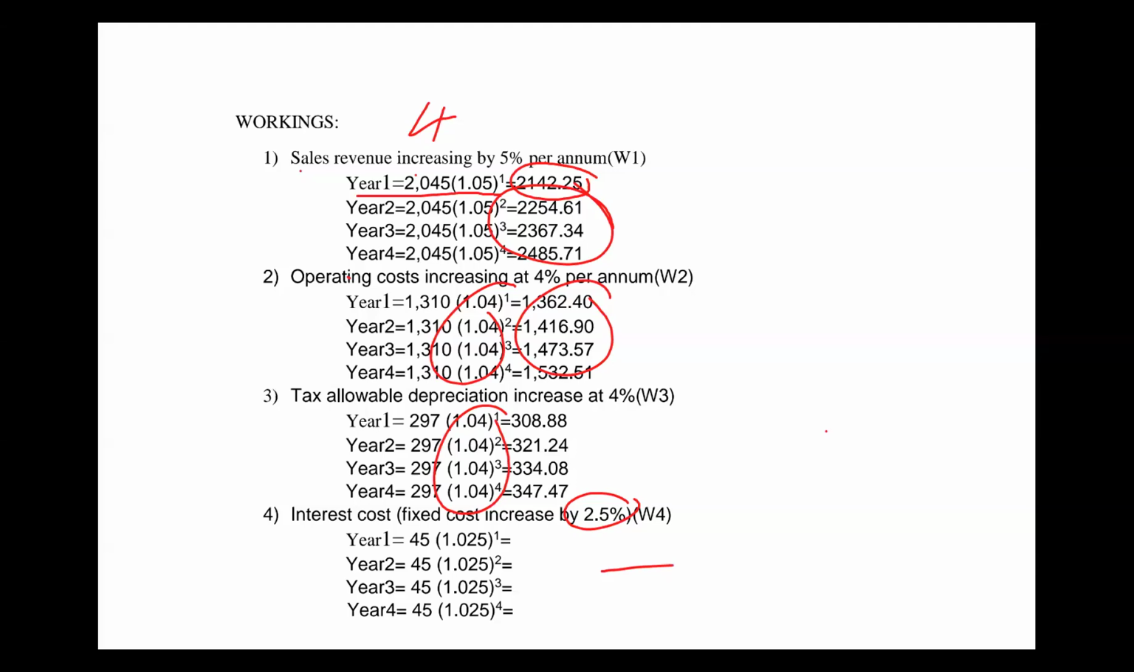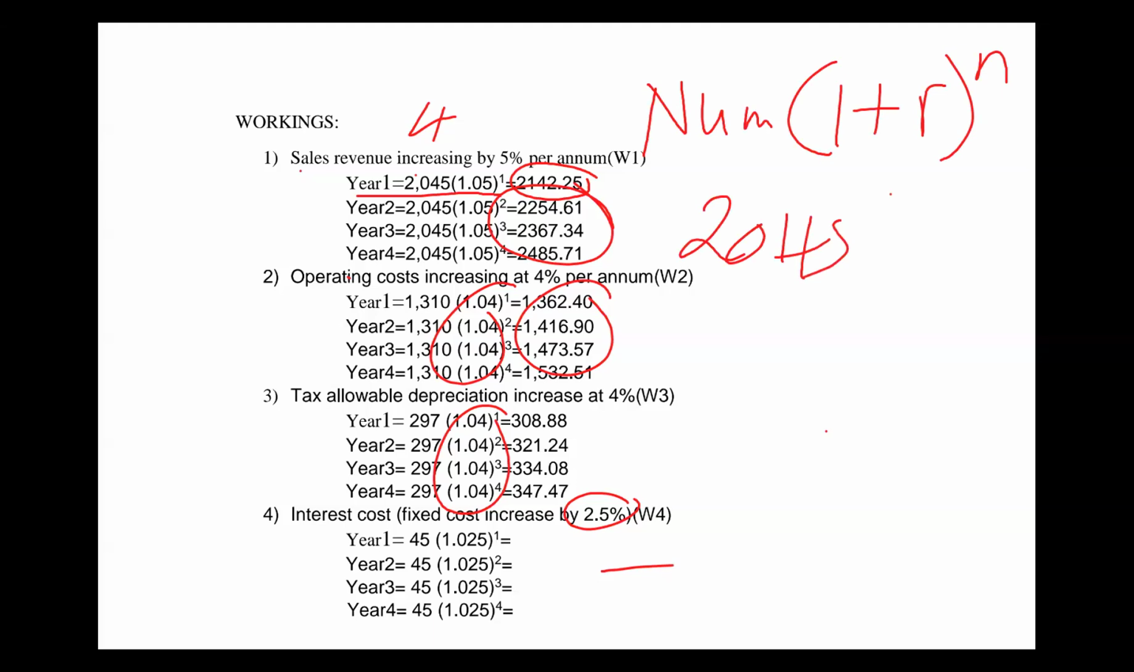Sorry, before you go any further. So what you're doing to grow this, we were doing 1 plus R to the power of that year. Whatever number you have, that number is multiplied by 1 plus R to the power N. For the first year, the number times 1 plus R to the power 1. So that's year 1, that's 1 plus R.